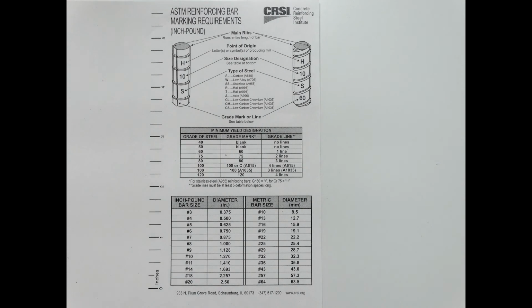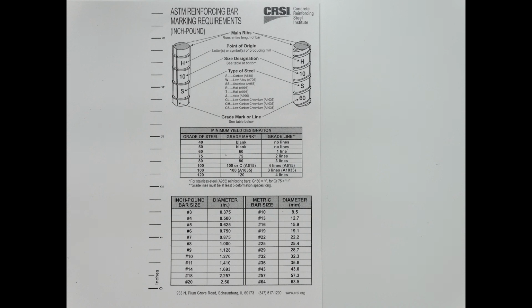The third number tells you what kind of steel it's made from. So what is an S? An S is just plain old carbon steel. Anything that's carbon steel, you can't weld it. If it's a W, then it's a low alloy steel. You can weld W bars, you can't weld S bars.